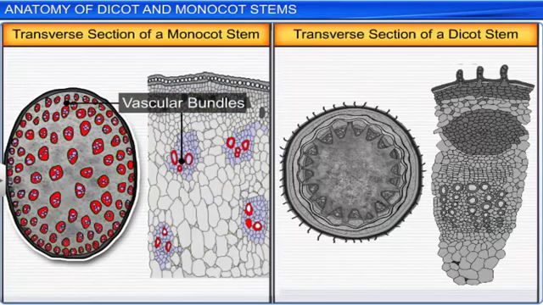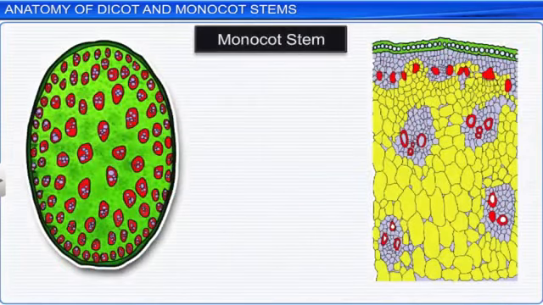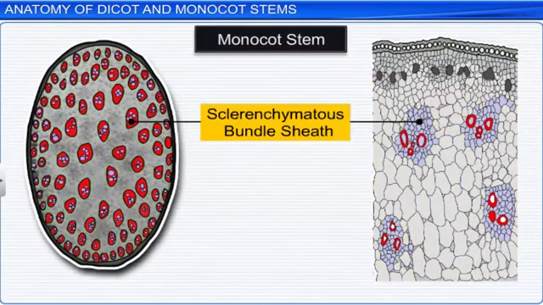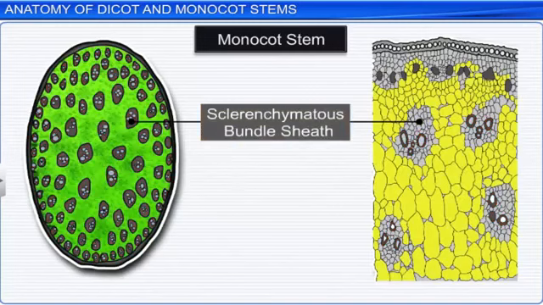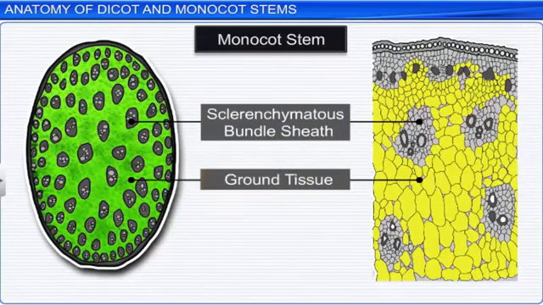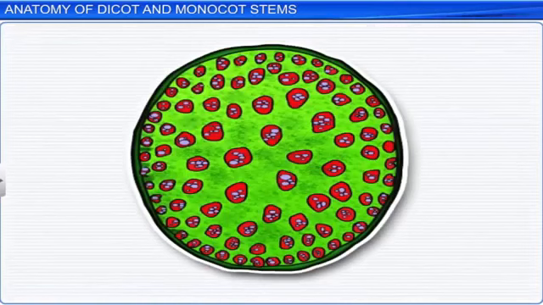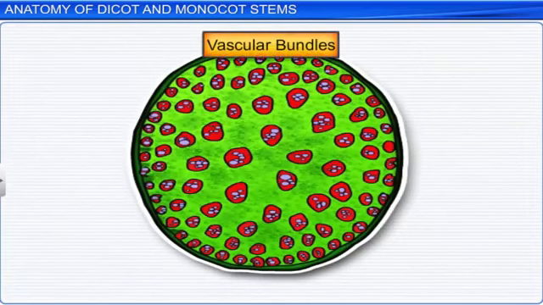Moreover, water-containing cavities are present within the vascular bundles. On the other hand, in a dicot stem, the vascular bundles are arranged in a ring as conjoint and open. In a monocot stem, each vascular bundle is surrounded by a sclerenchymatous bundle sheath and a parenchymatous ground tissue. Moreover, the vascular bundles on the periphery are smaller compared to the vascular bundles in the center.